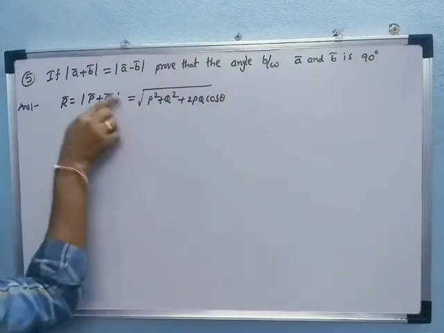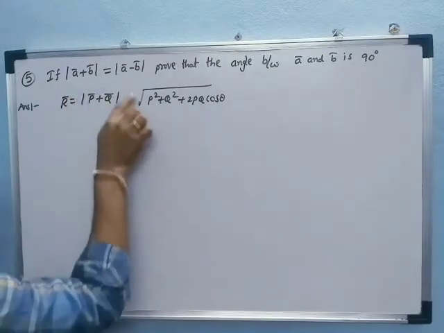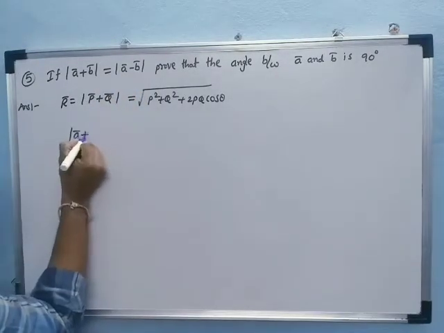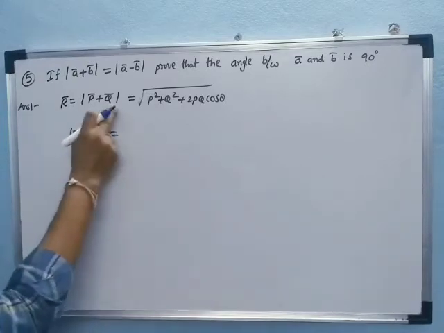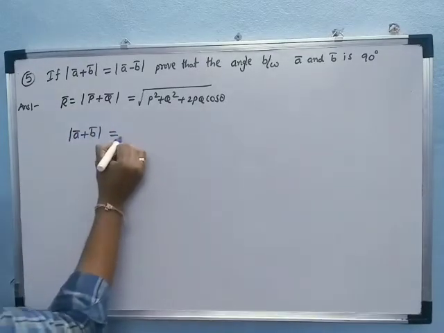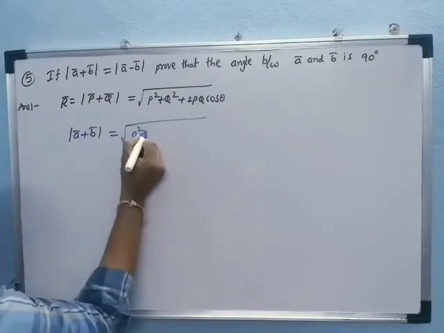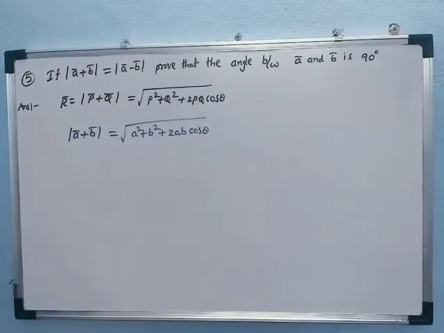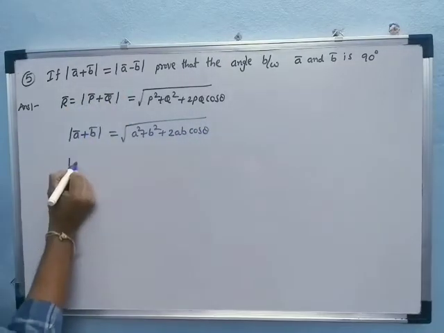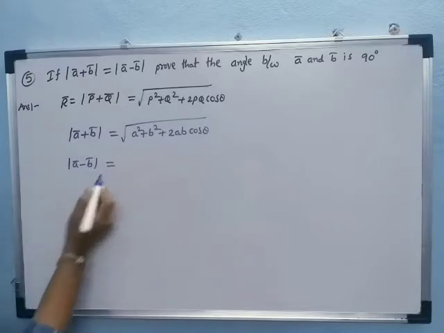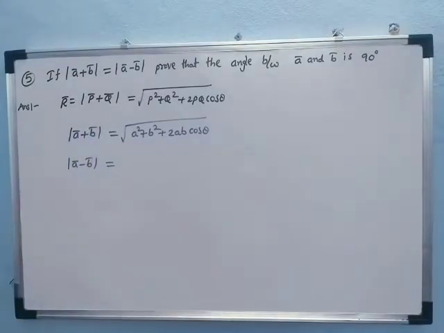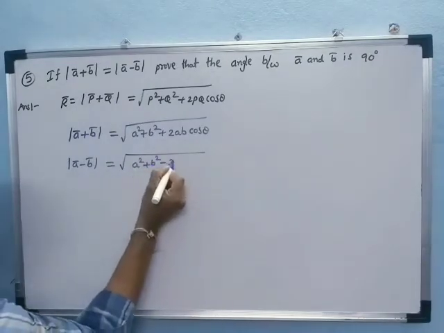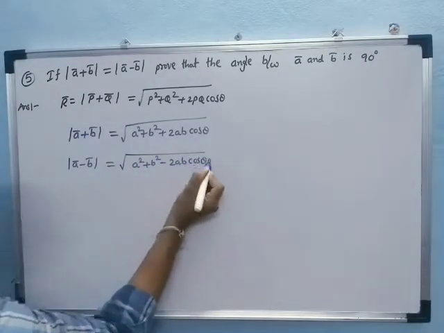Now this principle we can apply to mod of a bar plus b bar and mod of a bar minus b bar also. Here PQ is replaced by a and b: under root of a square plus b square plus 2ab cos theta. Similarly we can apply to mod of a bar minus b bar, taken under root of a square plus b square minus 2ab cos theta.